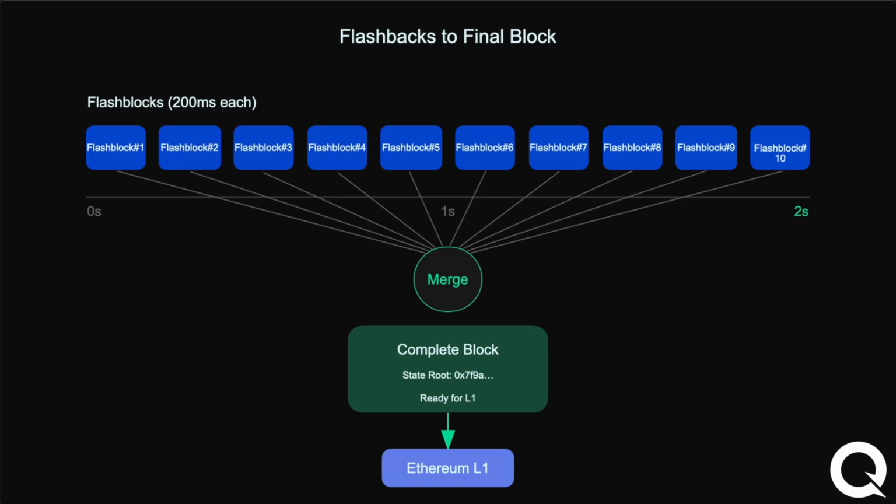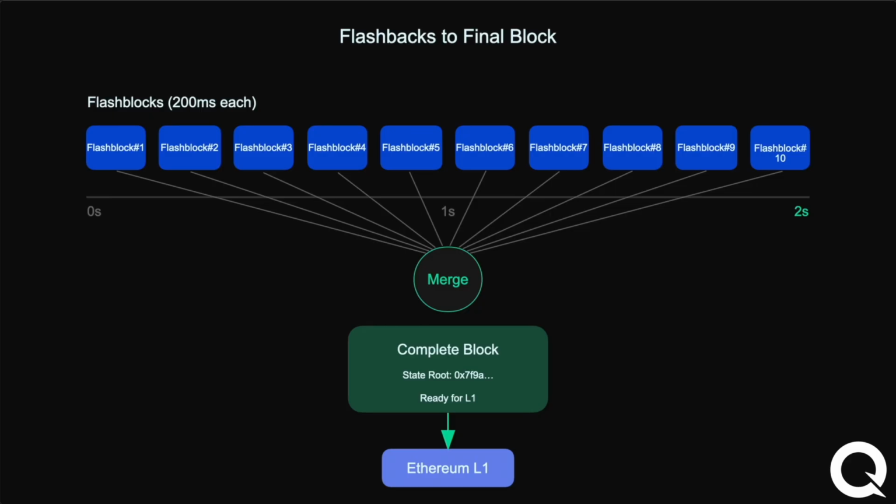Now at this point, this is on layer 2. For example, Base layer 2. The final step, submission to Ethereum layer 1. This provides ultimate finality and security inheritance. Flashblocks gave us speed through streaming, but Ethereum gives us permanence and decentralized security.